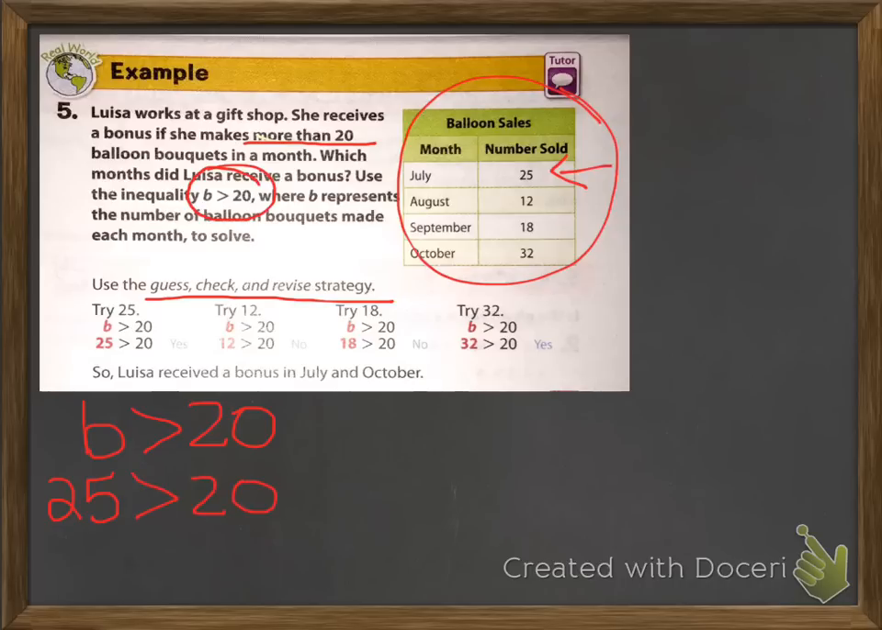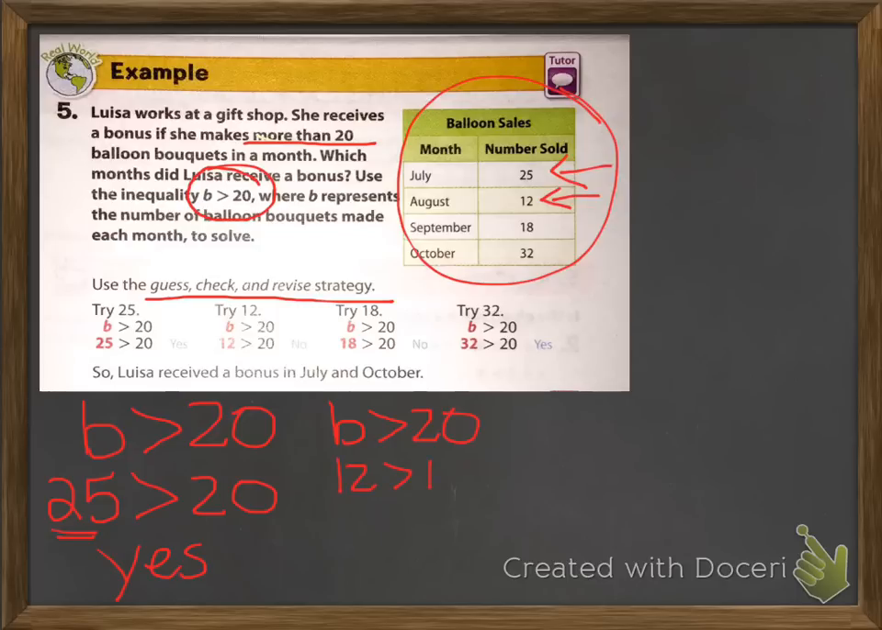So now I'm going to check this guy. Is 25 truly greater than 20? Yes, it is. So therefore, this is a possible solution. So now I'm going to check the next one. So once again, I start again with writing my B is greater than 20. And this time I'm going to plug in 12.